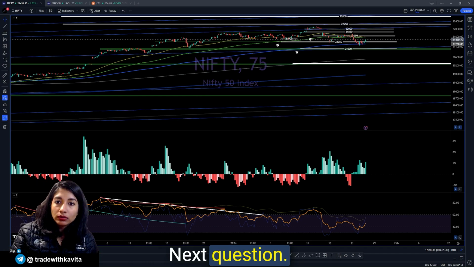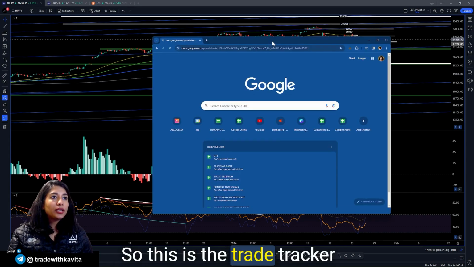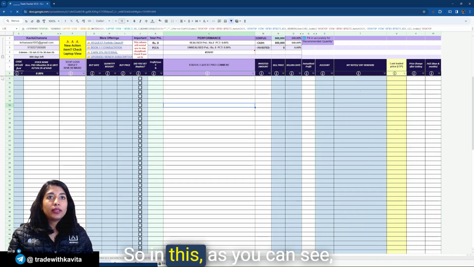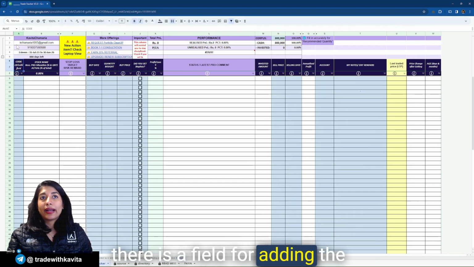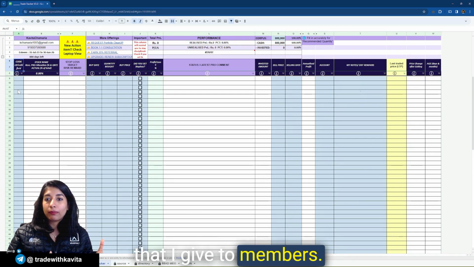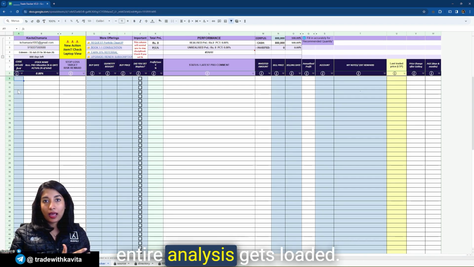Next question. Prince is asking me to show the trade tracker. Sure, Prince. This is the trade tracker template which is given to all the members of the Trade Together program. In this, as you can see, there is a field for adding the code. That is the first column. The code is basically for every stock recommendation that I give to members. It comes with a unique code. As soon as the member enters the code here, the entire analysis gets loaded.